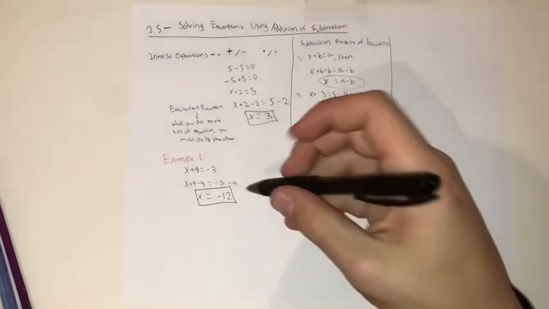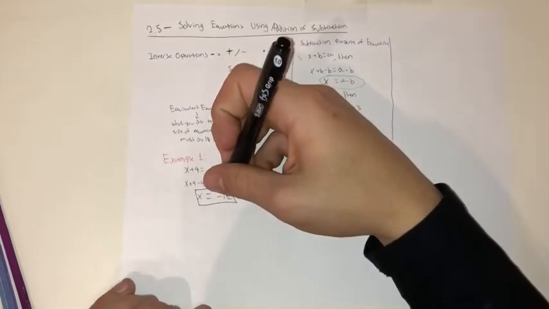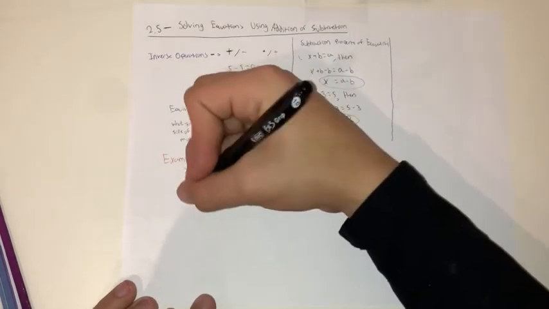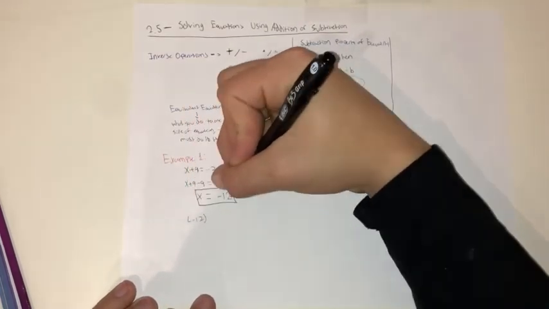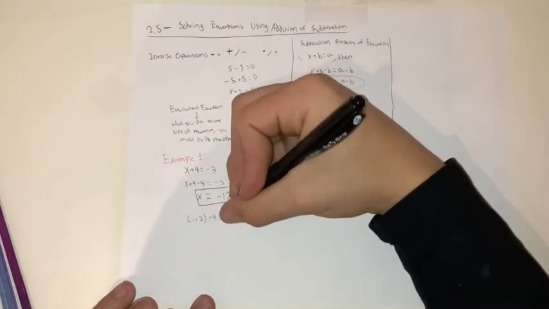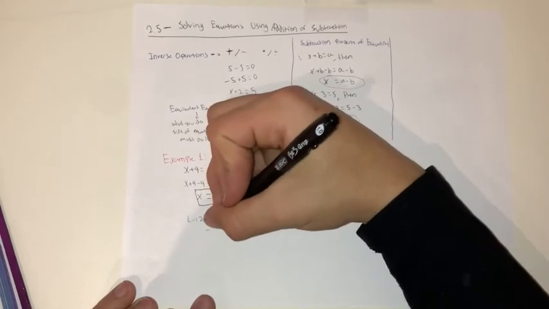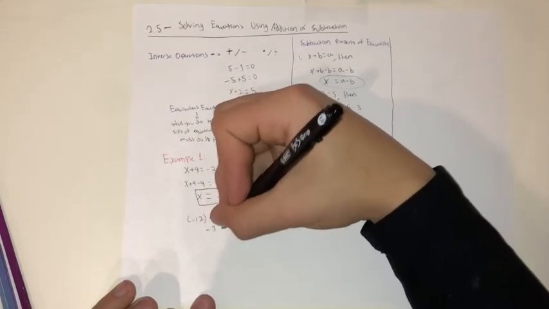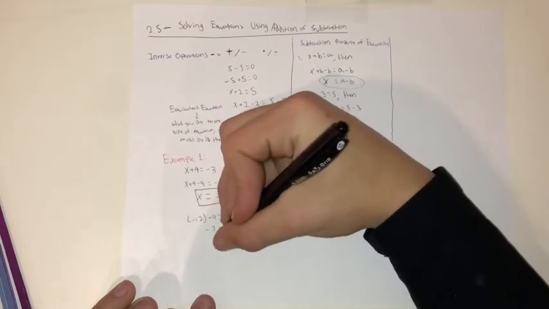And if you ever want to test to see if your solution is correct, you could plug it in. So we're going to plug it into the original equation. So we plug in -12 for x, plus 9 equals -3. This negative 12 plus 9 equals negative 3. So negative 3 equals negative 3. Check.